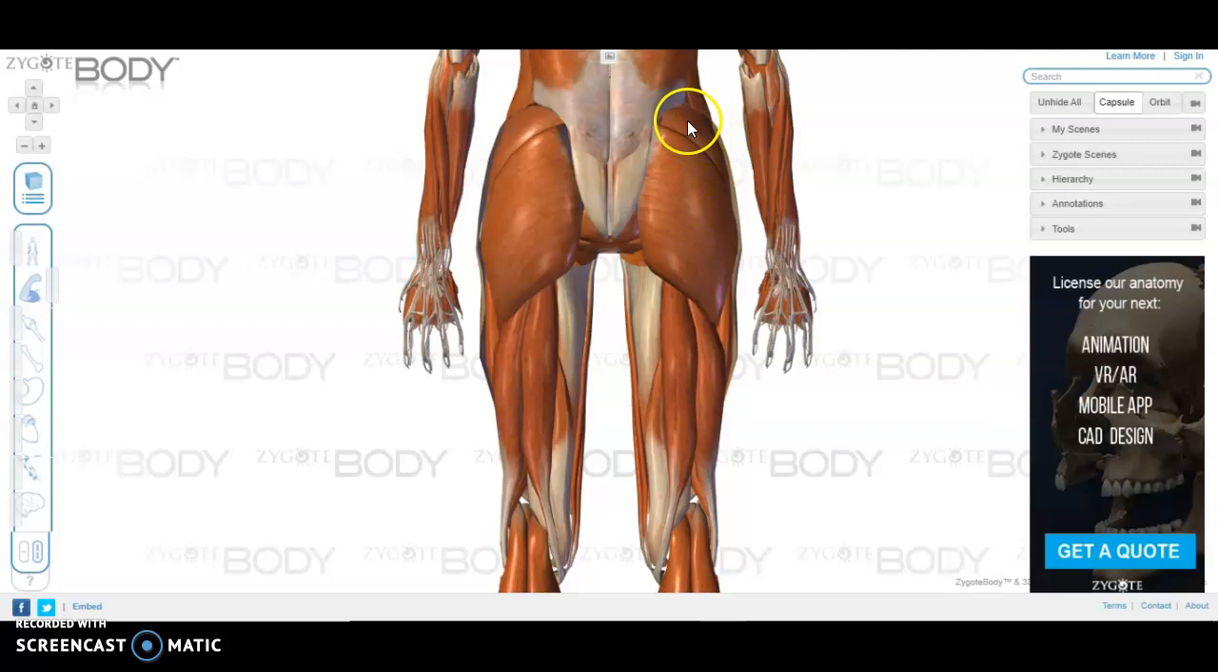And the last muscle is the gluteus medius, which also abducts the thigh, turns it away from the body, medially rotates the thigh, and it allows stabilization for the pelvis while walking, and that's right here, the gluteus medius.